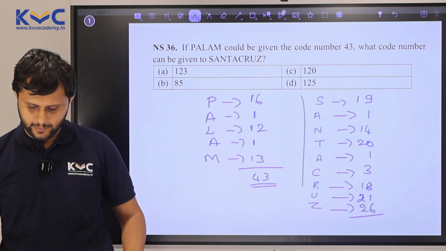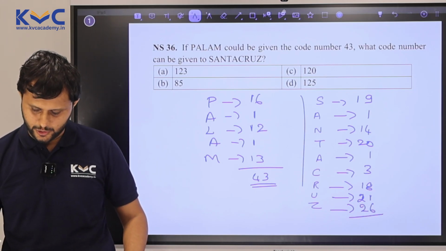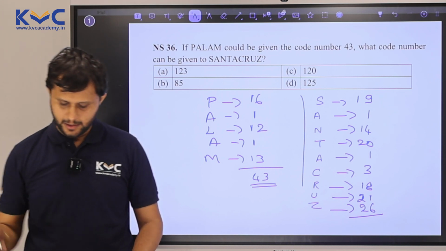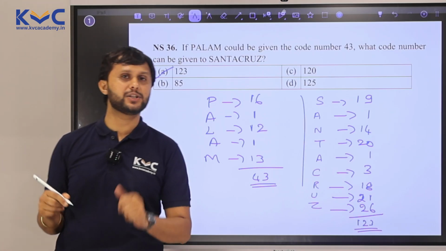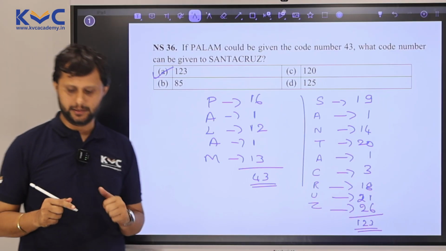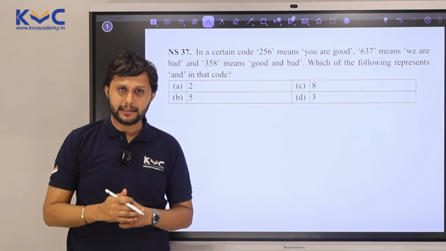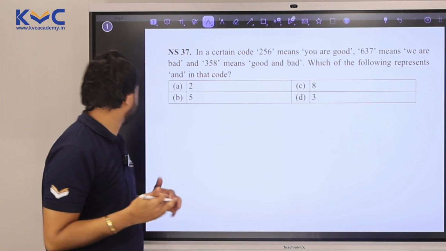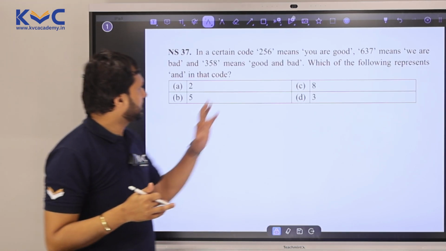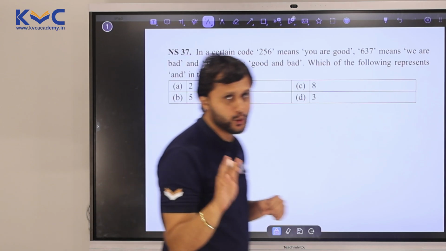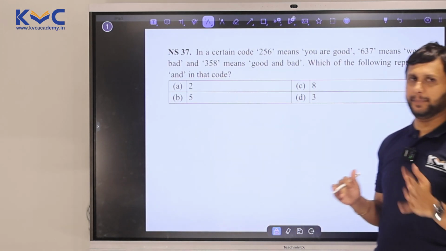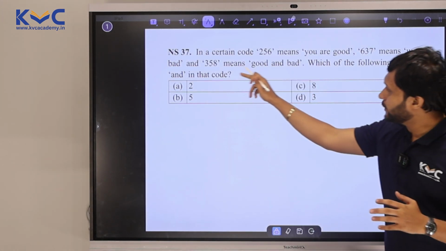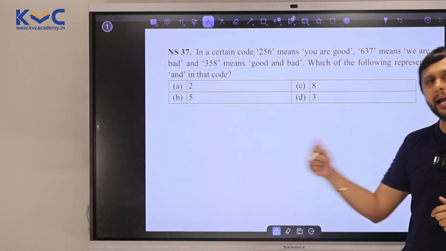So let's add this. We get 19 plus 1 plus 14 plus 20 plus 1 plus 3 plus 18 plus 21 plus 26. 123 is what I get in my calculator. That's there in option A, the right answer. Question number 37. Now this question is slightly different. 256 means you are good. Okay. 637 means we are bad. Also, 358 is given to be good and bad.